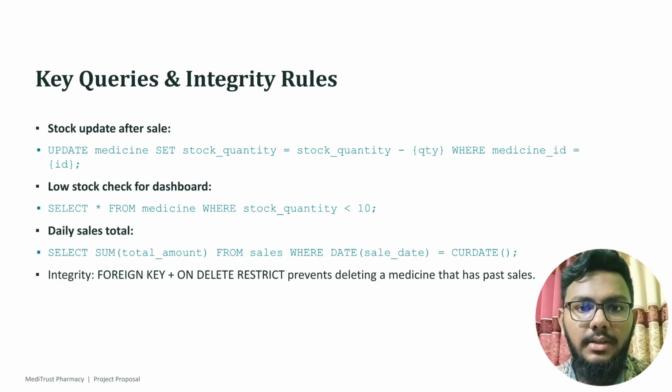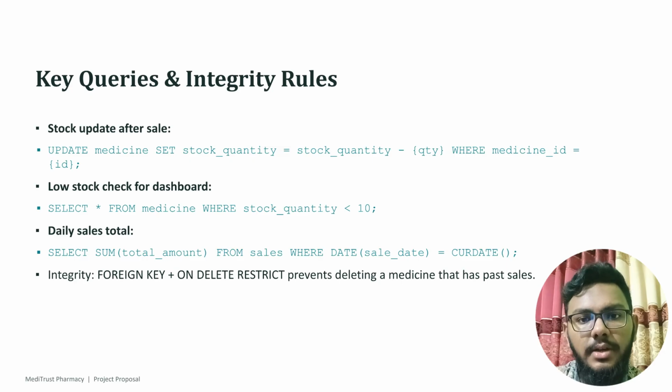The third query calculates the total sales of the current day. This helps the pharmacy owner monitor daily business performance. We also use foreign key constraints to maintain data integrity. For example, if a medicine has already been sold, it cannot be deleted from the database. This prevents data inconsistency and protects important sales records. These queries and rules make our system more reliable, accurate, and easy to manage.